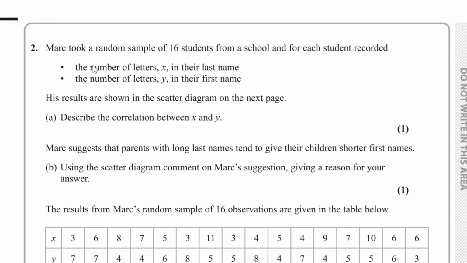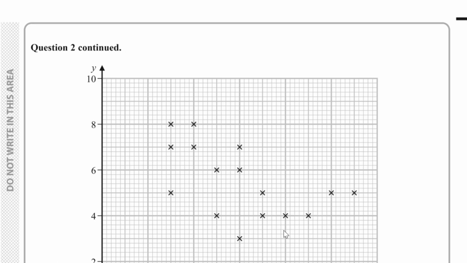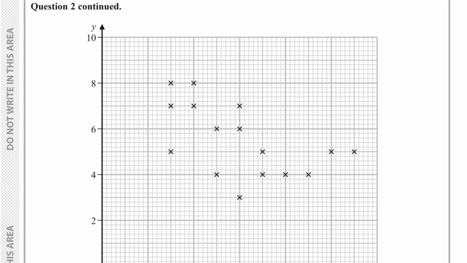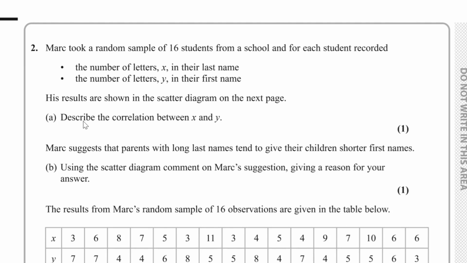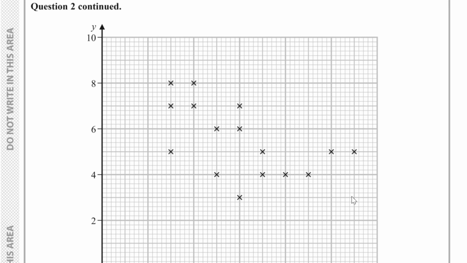Question number 2. Mark took a random sample of 16 students from a school, and for each student recorded the number of letters X in their last name and the number of letters Y in their first name. His results are shown in the scatter diagram on the next page. Here is the scattergram. For Part A, we have to describe the correlation between X and Y. Well, what we have is data going down like this.